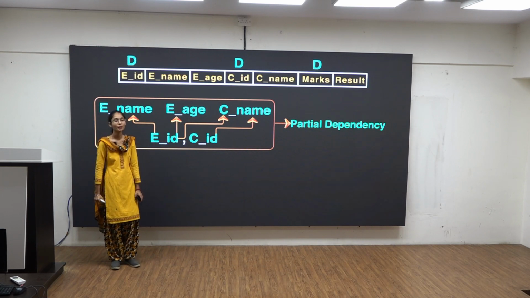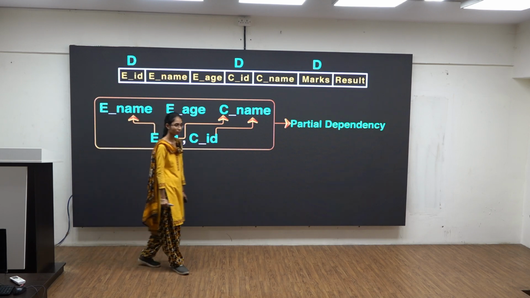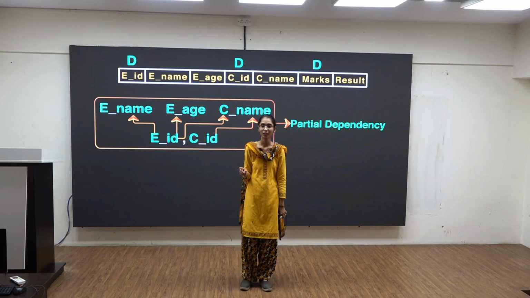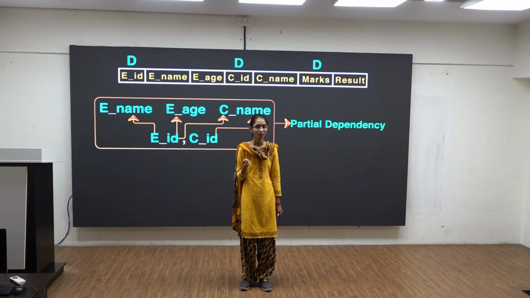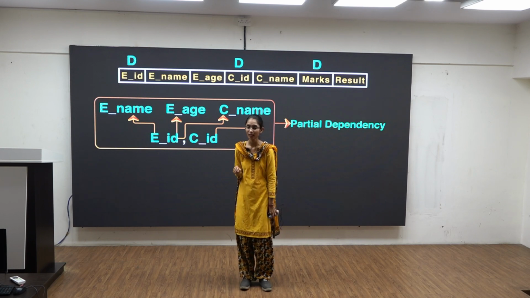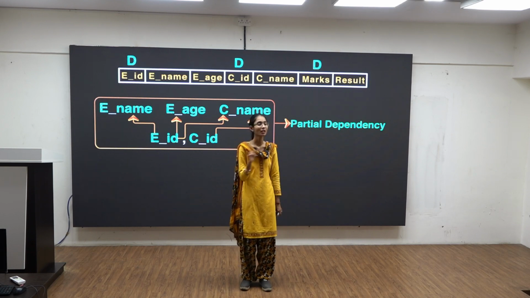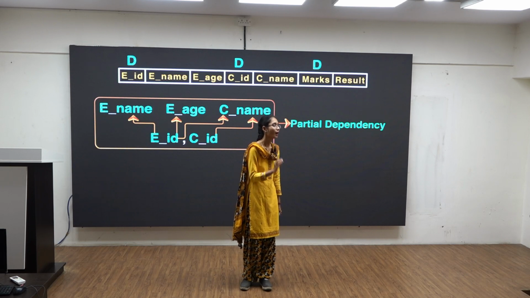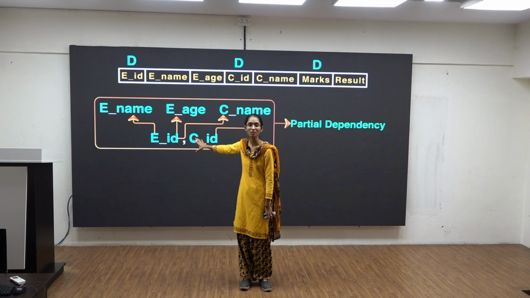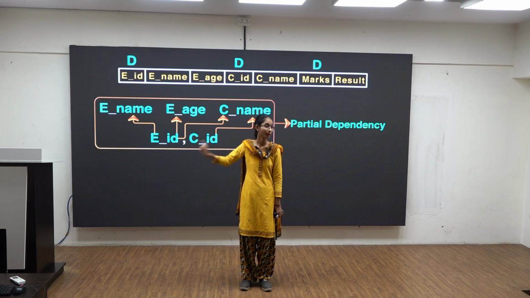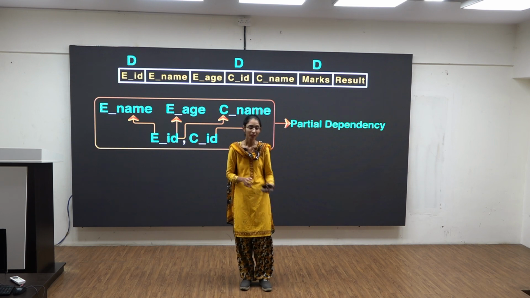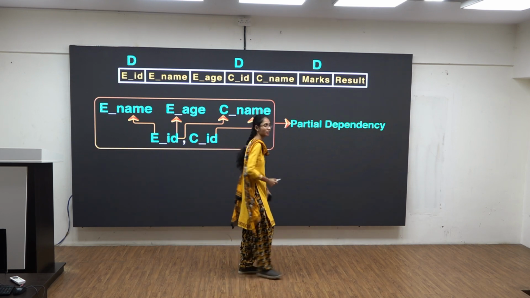So what is partial dependency? If all the key attributes individually are not identifying all the common columns which are present inside a table, then we say that the table has a partial dependency. Any table like this, you have to say there is a partial dependency. Remember this terminology, it is important. Fine. So this table is done.